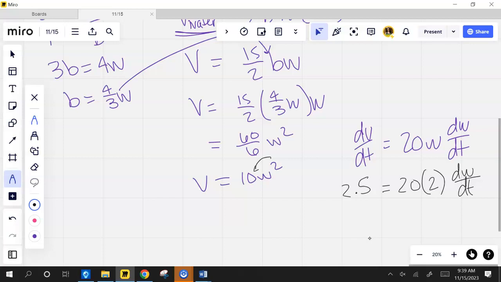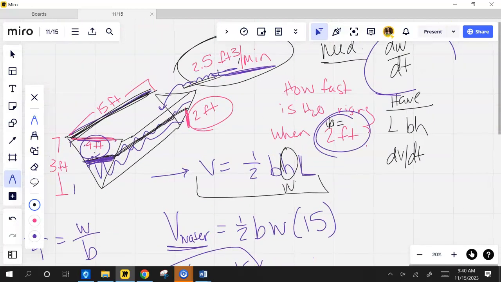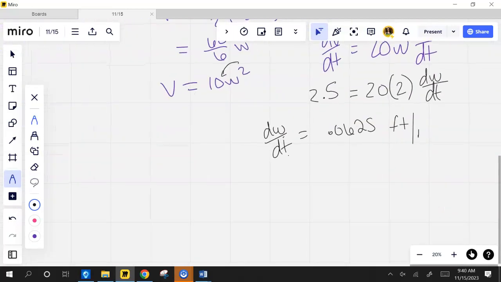Thank God I got the same answer that they got. 0.0625. They obviously did it without a calculator because they got a fraction, but I did not. What are my units? W's in feet. Well, you're dW/dt. Remember, you're the water. Feet per minute. Hey, we did it, y'all.